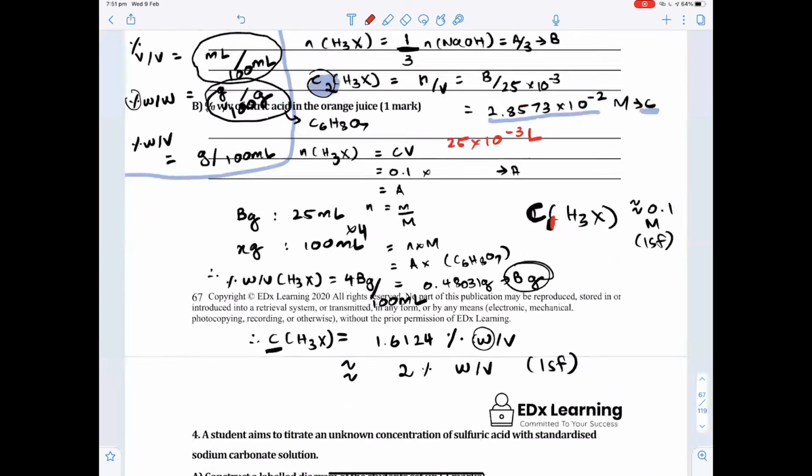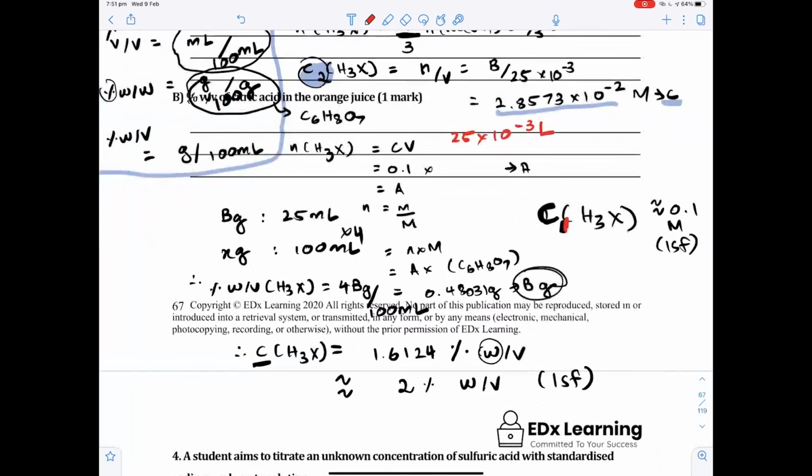Do we have any other questions at all for how to calculate percentage weight per volume, volume per volume? This comes up a ton in your exams. No? All right. Very good.